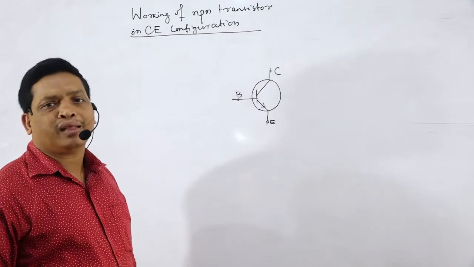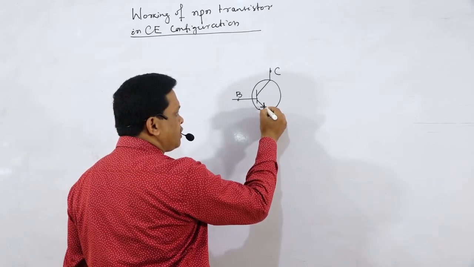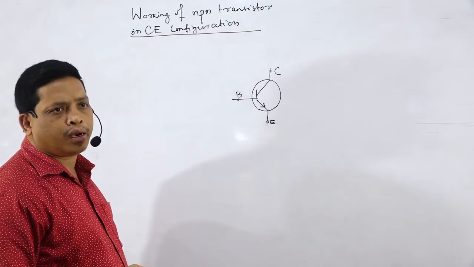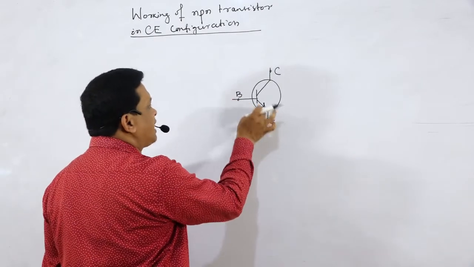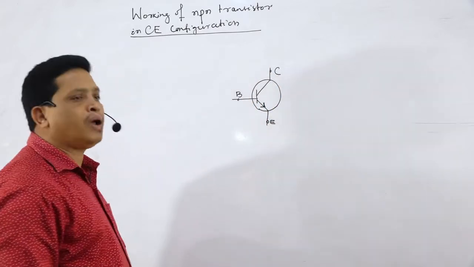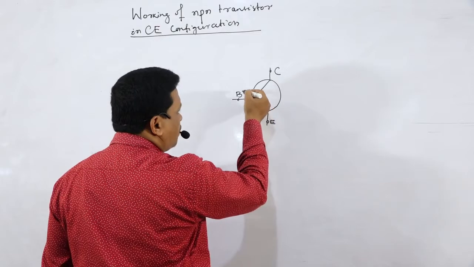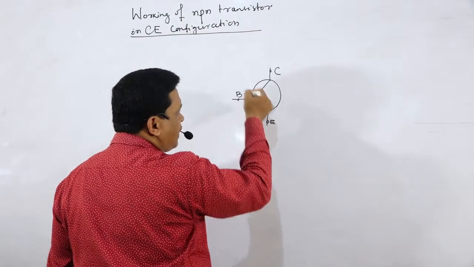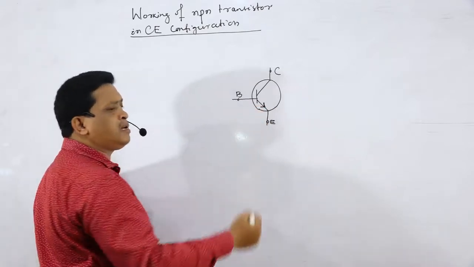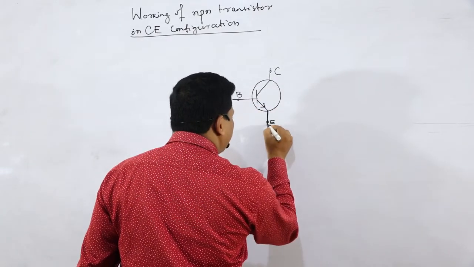How do we identify the emitter? From this arrow mark. The terminal over which the arrow mark is there, that is the emitter terminal. And the terminal adjacent to it is the base, and further to it is the collector. Now, here the current direction is from positive to negative, arrow mark is outward, therefore this is an NPN transistor. Okay, now let us connect it in the circuit.